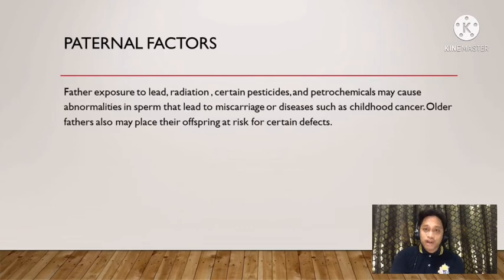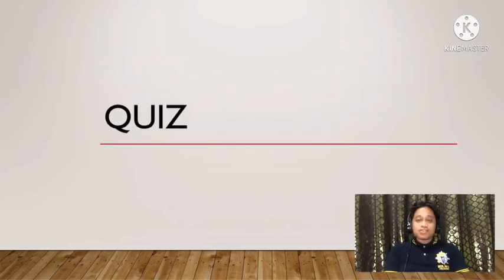So the father should also be healthy for him to be able to provide a healthy and good sperm. And also, older fathers may place their offspring at risk for certain defects. So the father should have a baby at the right age, not too young and not too late. And that's the end of my topic for today.